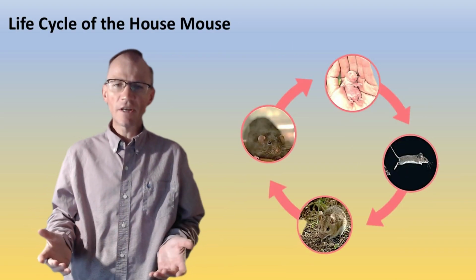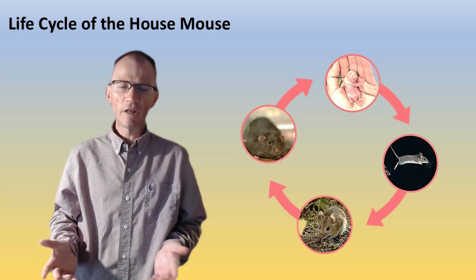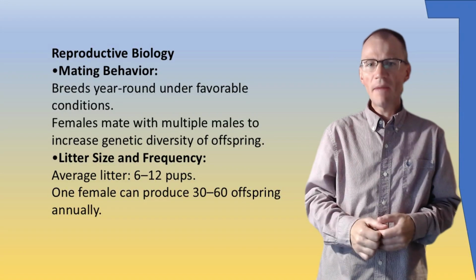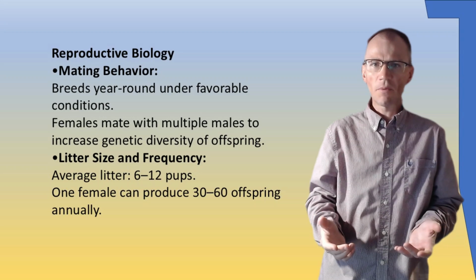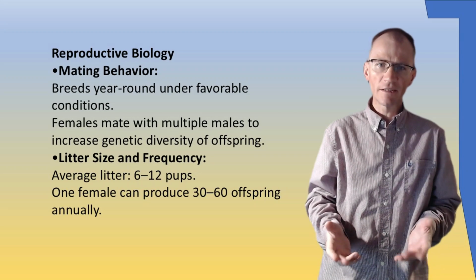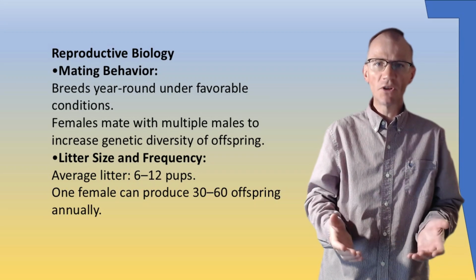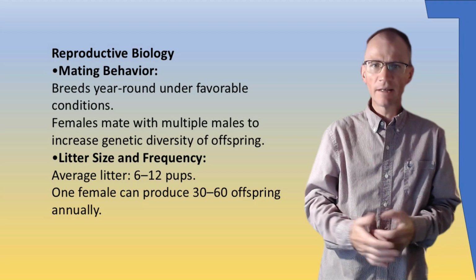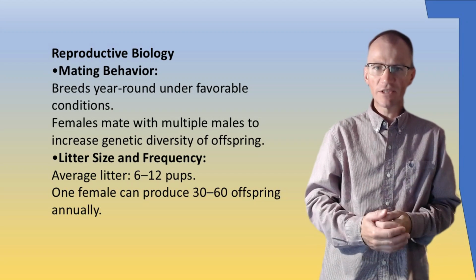In the next section, we're going to talk about the life cycle of the house mouse. Reproductive behavior, mating behavior: breeds year-round under favorable conditions. Females mate with multiple males to increase genetic diversity of offspring. Litter size and frequency.